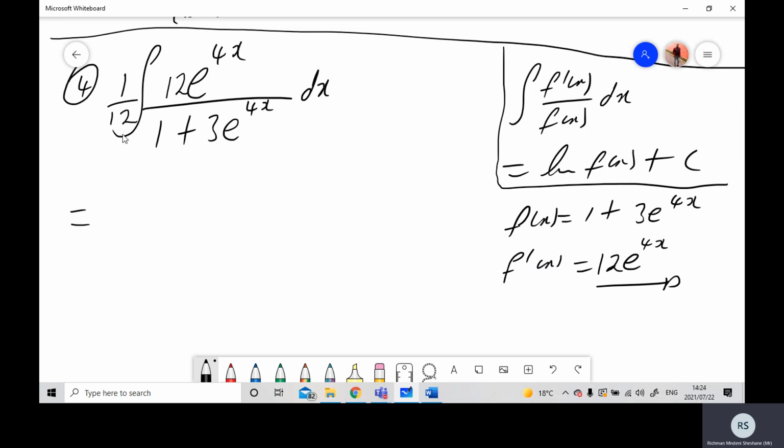So now I can integrate. I have now 1 over 12. This is the derivative of the denominator, so we have f prime over f of x. The integral of f prime over f of x is ln of f of x. My f of x is the denominator. So the answer is 1 over 12 ln of f of x plus c. You see? Simple.